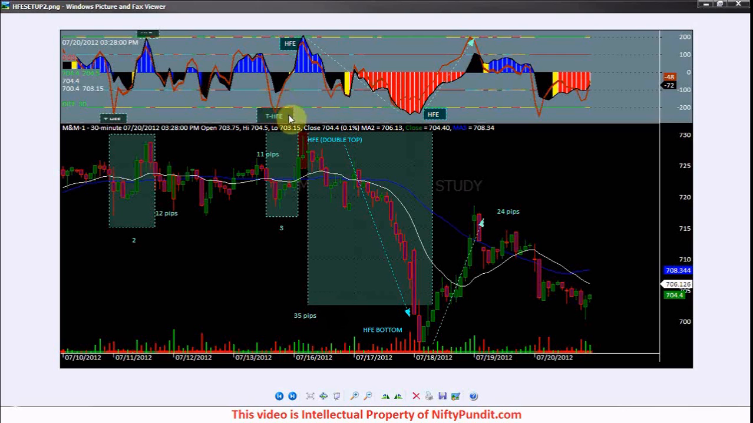And this one is turbo HFEs. This one also turbo HFEs. We'll see later how to trade with these turbo HFEs.